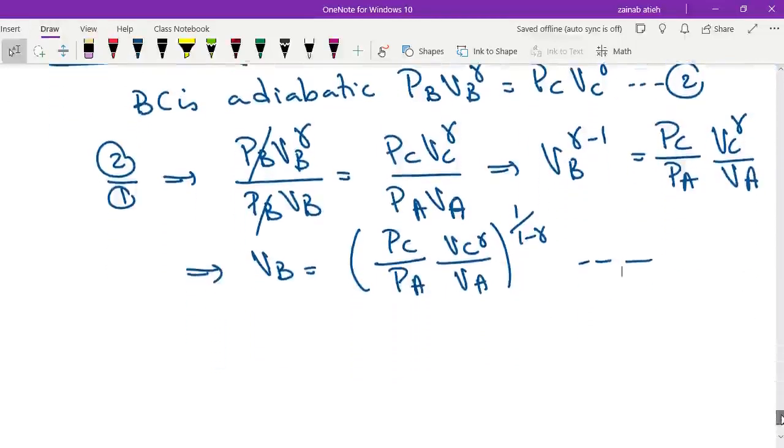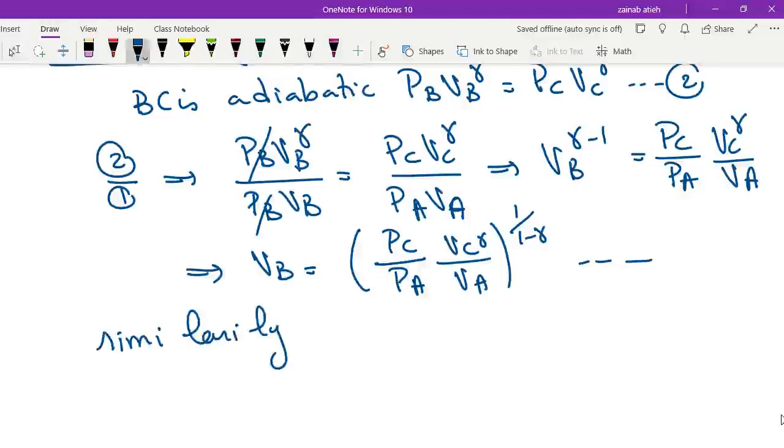You say that CD is isothermal and DA is adiabatic, so you take the temperature from one and from the other you use the equation of an adiabatic process, so you will get the volume and the pressure. So similarly, CD is isothermal. I won't go into details, do it yourselves.